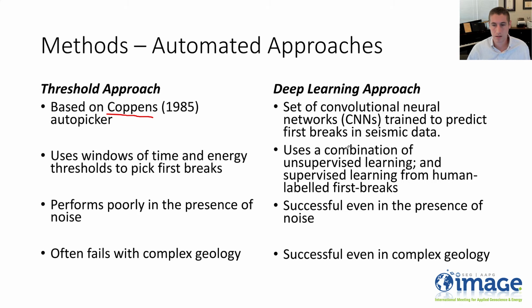We regularize deep trace and improve its generalization ability by training it on a seismic data reconstruction task, which is a form of unsupervised learning. During training, we mask part of the input seismic data and ask deep trace to reconstruct the missing input. This actually allows us to train on seismic data even where picks are missing. So the long and short of it is that the deep learning approach, unlike the threshold approach, actually does perform well in the presence of noise and even in areas of complex geology and varied velocities.